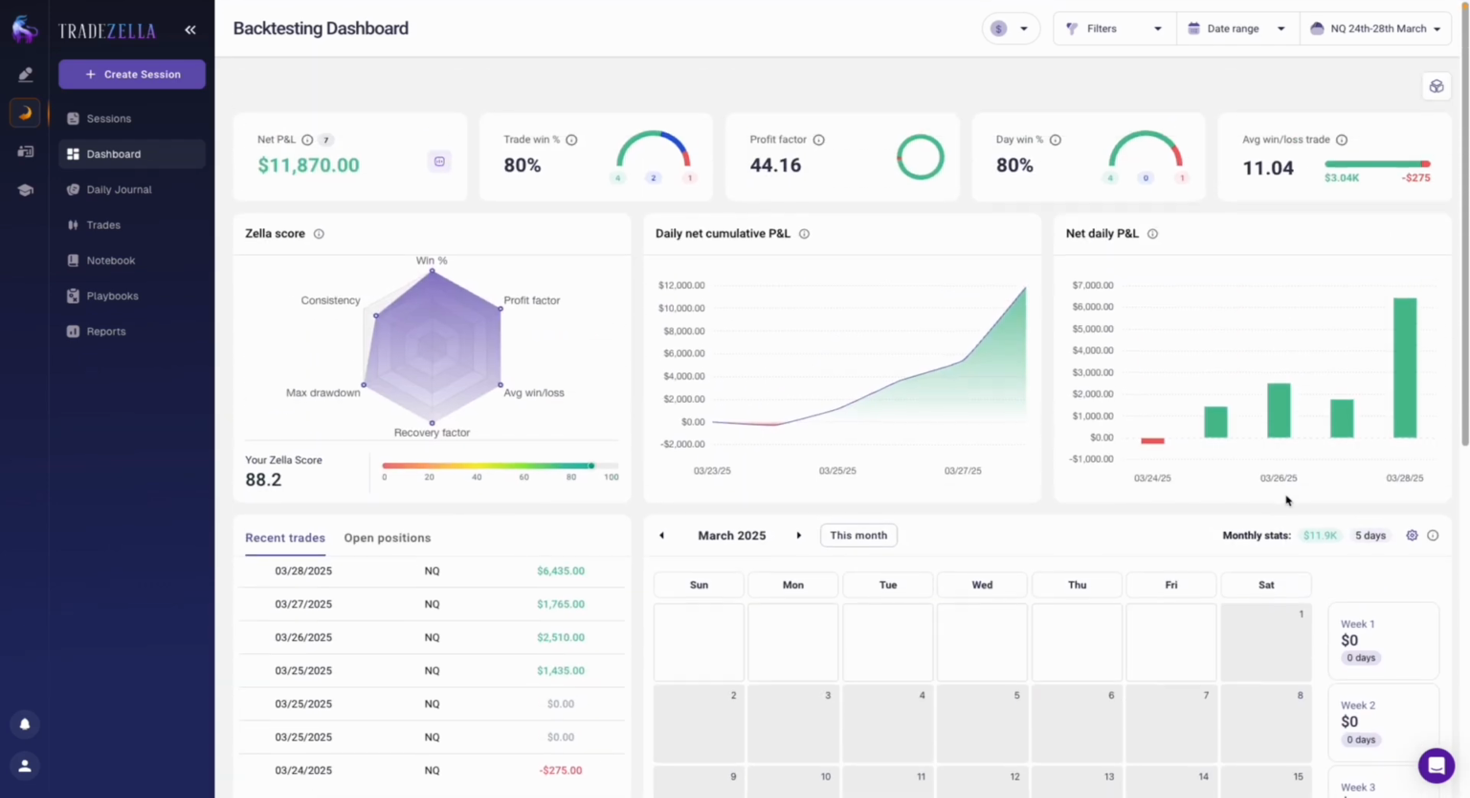Not every single week is going to be like that, but this is an example of if you do execute very consistently throughout the week, these are the type of results you can potentially get. 80% win rate is very much there.